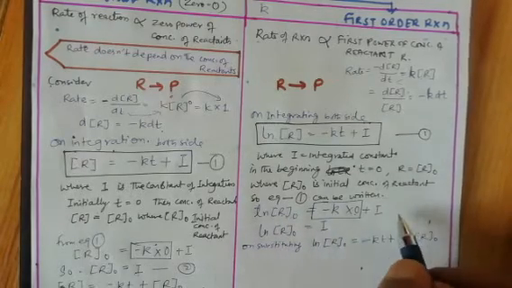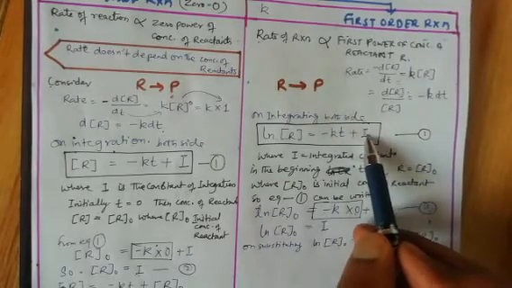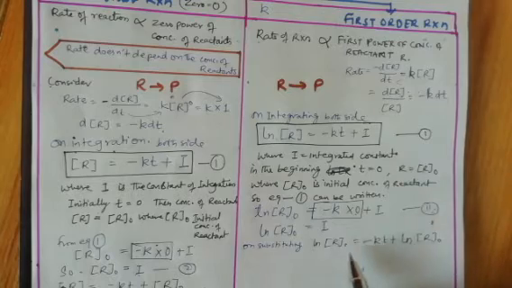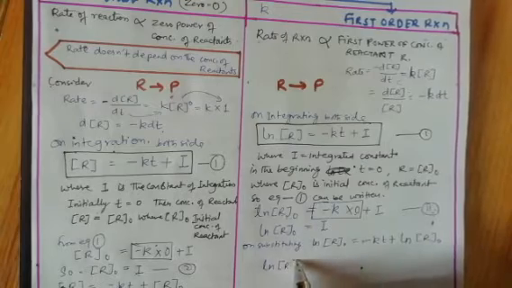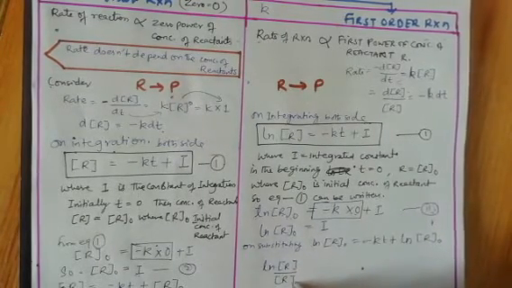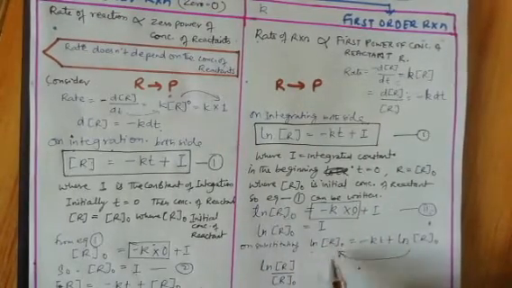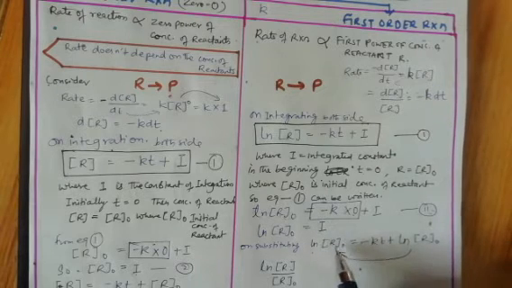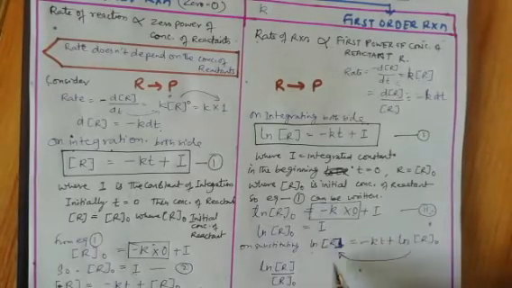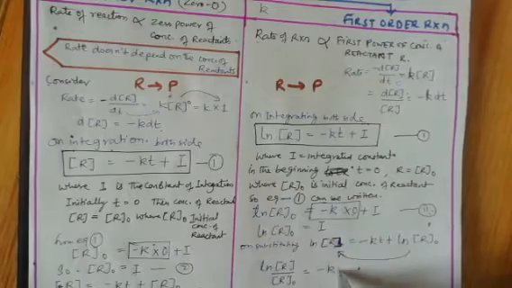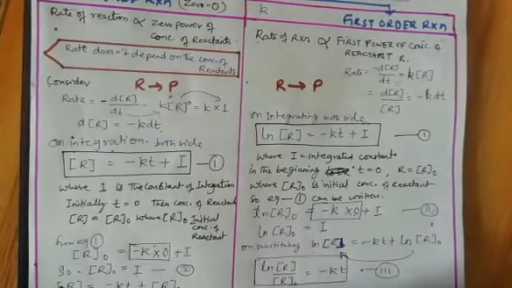So if we write this in equation 1, then in place of I we write log R naught. Hope you understood. Now the equation becomes log R upon R naught is equal to minus kt. This is equation 3.